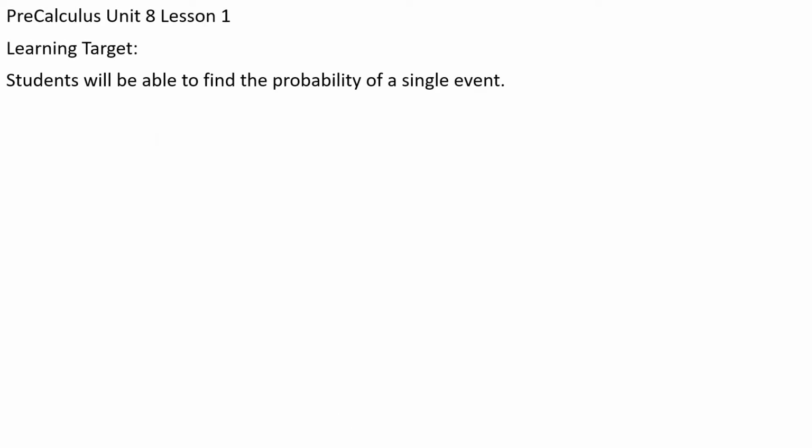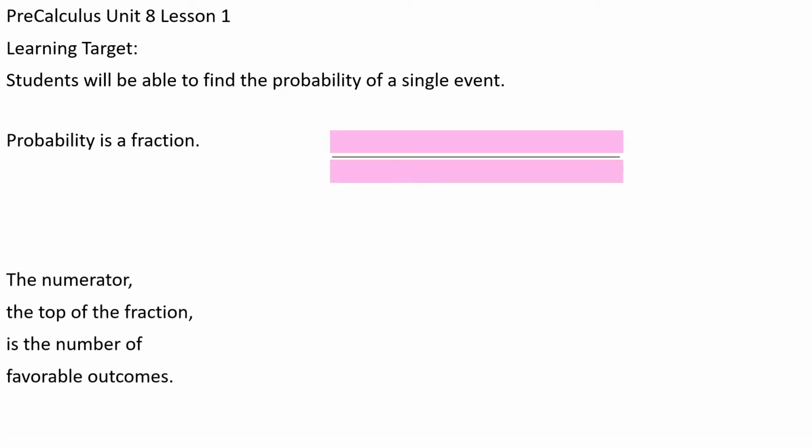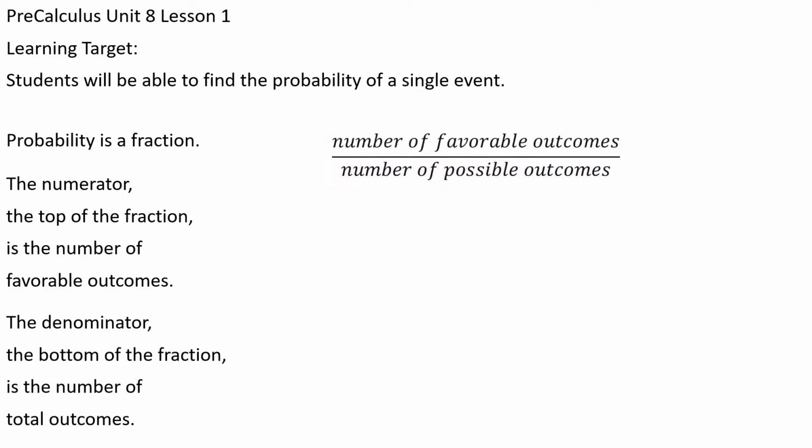So, first lesson in this unit, we're just going to be trying to find the probability of a single event. Now, anytime we work with probability, we're just talking about a fraction. The answer is going to be a fraction. The numerator, the total number of favorable outcomes. The denominator, the total number of possible outcomes. So it's favorable outcomes over possible outcomes.